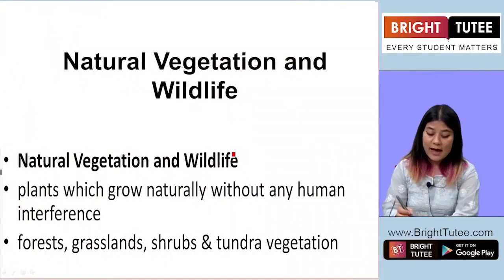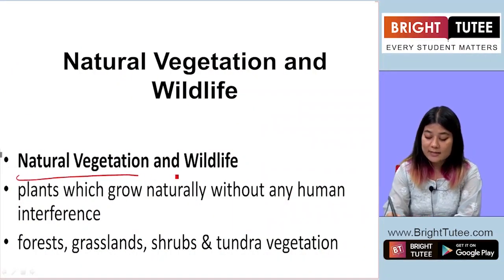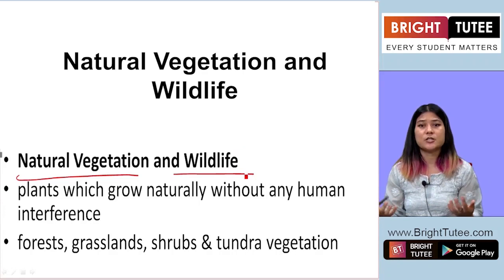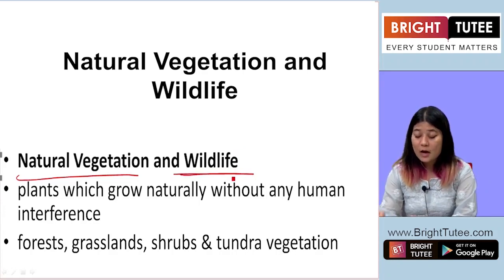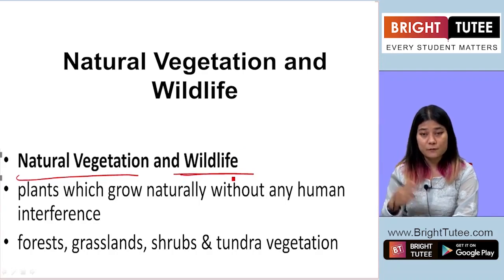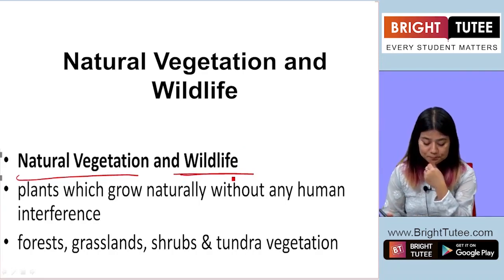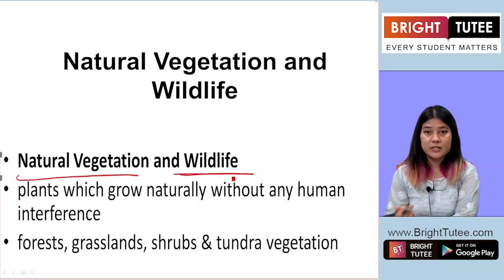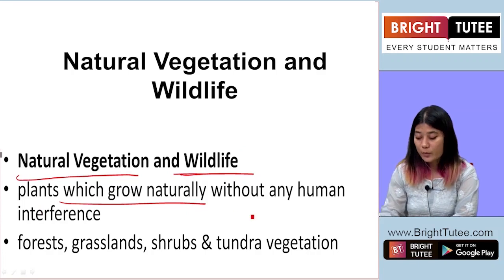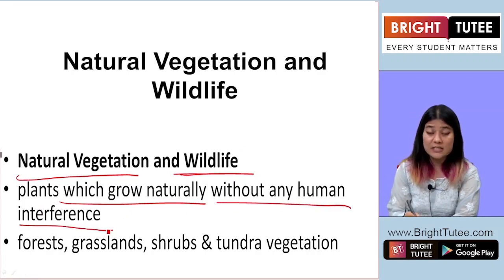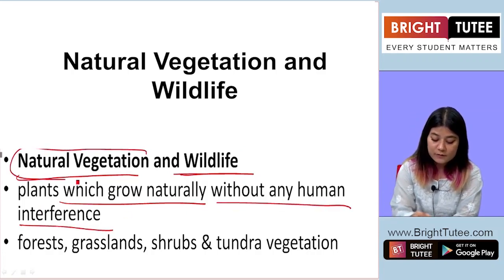Now let's look at natural vegetation and wildlife. So natural vegetation is the forest, the plants that grow, and wildlife is animals, the different kinds of animals, right? Now natural vegetation, what does natural vegetation mean? It does not mean vegetable garden or vegetables, okay? It means plants which are grown naturally without any human interference. That is called natural vegetation.